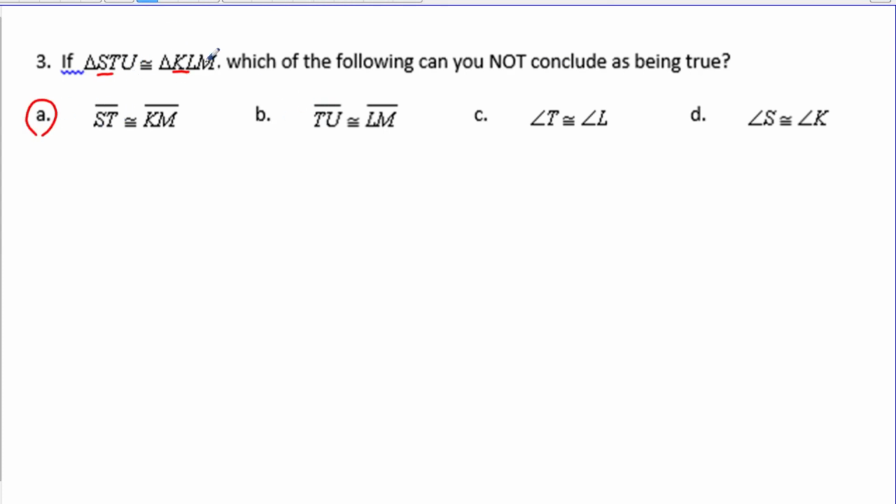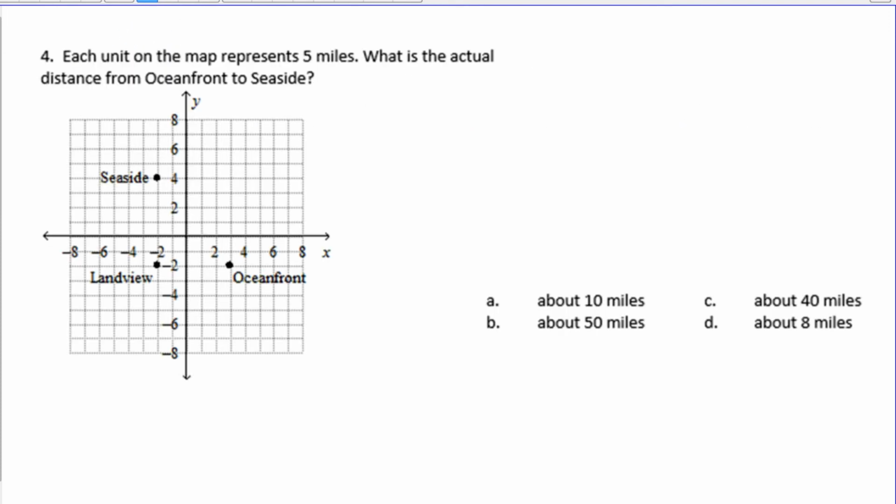I read it correctly. So it says TU and LM, those are both the second and third letters, so that one's good, right? So we're going to say that we can conclude that. Angle T and angle L are both the middle letters, so we can conclude that. And S and K are both the first letters, so we can conclude that. So ST and KM are not congruent in this case because they do not occupy the same spaces in their names, okay?